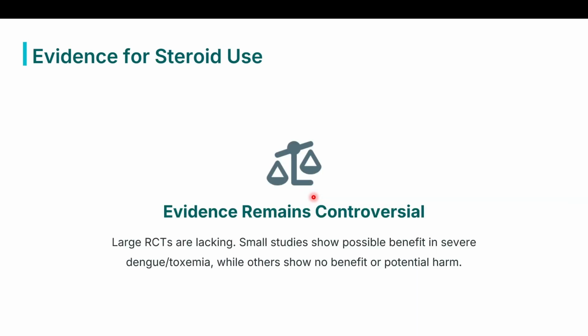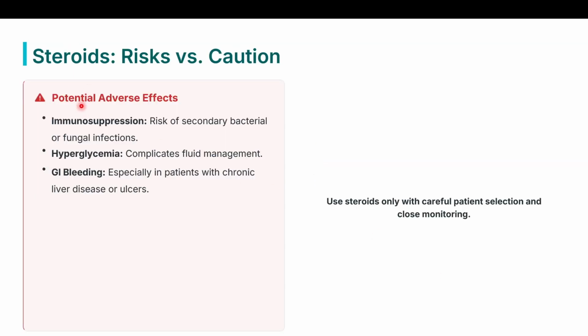The evidence remains controversial, as large RCTs are lacking. Small studies show possible benefit in severe dengue toxemia, while others show no benefit or even potential harm. So patient selection is very, very important. The potential adverse effects of steroids: they are immunosuppressive and can lead to secondary bacterial or fungal infections, which may become difficult to treat. There are risks of hyperglycemia, which complicates fluid management. There may be GI bleeding, especially in patients with chronic liver disease and ulcers. So use steroids only with careful patient selection and close monitoring.